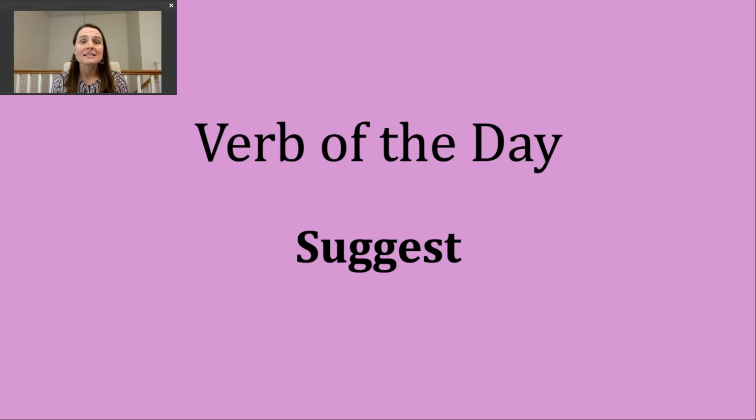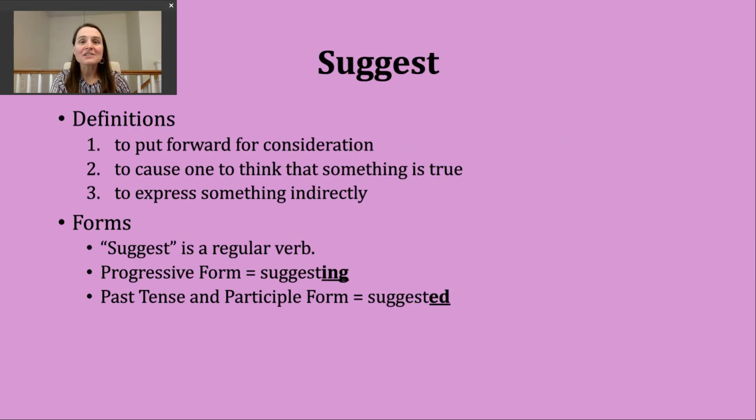Today's verb is suggest. And this is a verb that was recommended by the viewer Ella. And so I want to say thank you from the beginning. But now let's take a moment to look at some ways that we use the verb suggest.